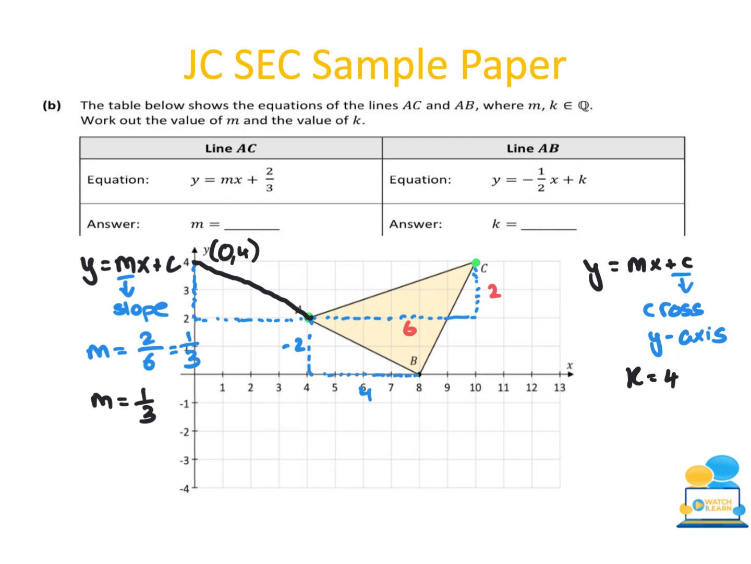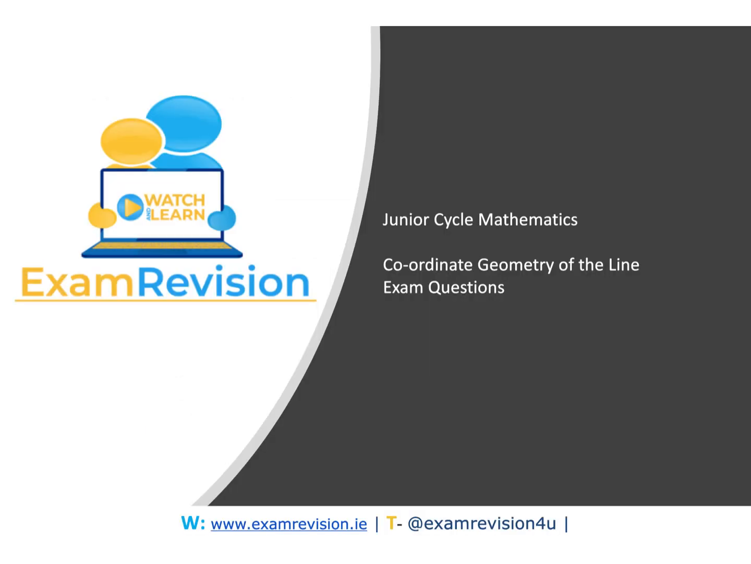So finishing off this question, we found out that m was equals to 1 over 3 in my first question, and k was equals to 4 in my second equation. And we used our slope formula rise over run to help us in the diagram here. And that concludes today's lesson on coordinate geometry of the line. We looked at the 2023 exam questions, 2022 exam questions, and the exam questions from the SEC sample.